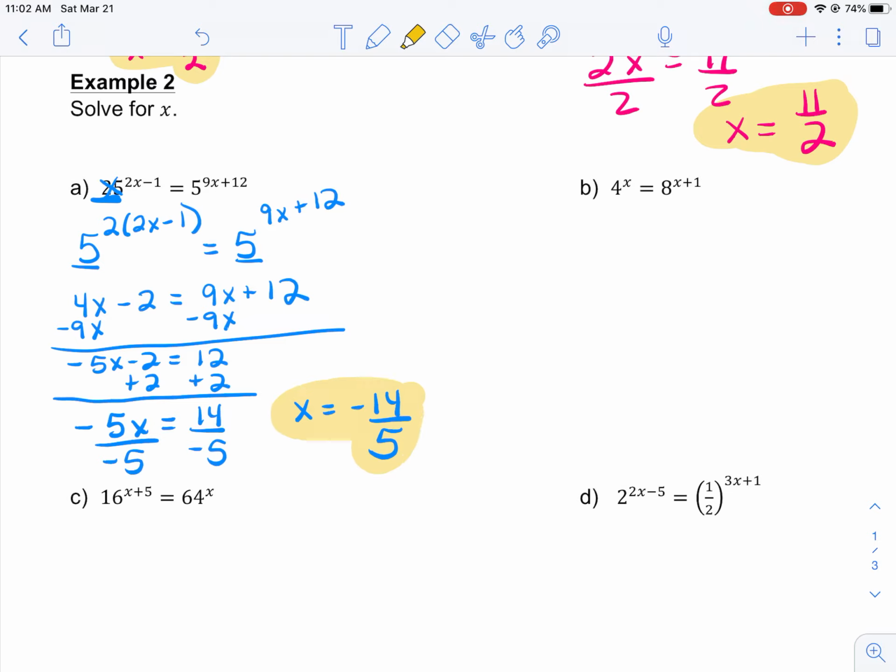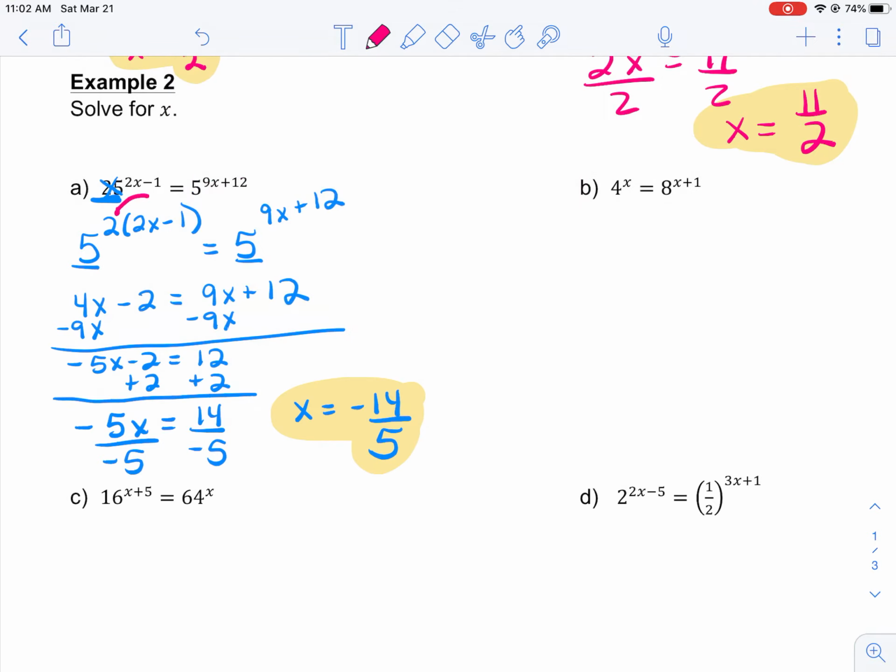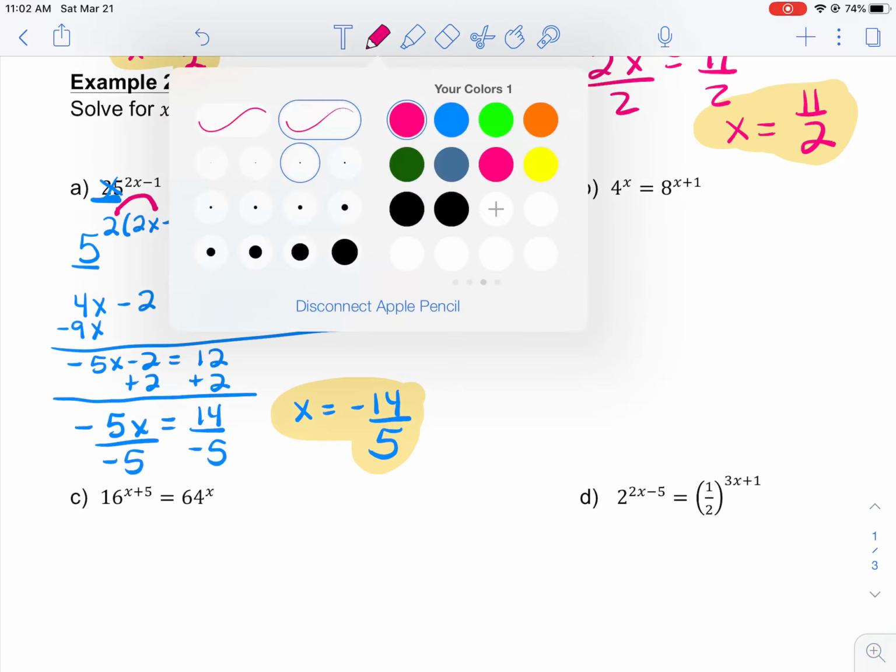So again, that power to a power property. If you have an exponent and then you have to rewrite the base with a new exponent, you're going to multiply these. So right here, we multiplied the new exponent 2 by the existing exponent 2x minus 1.